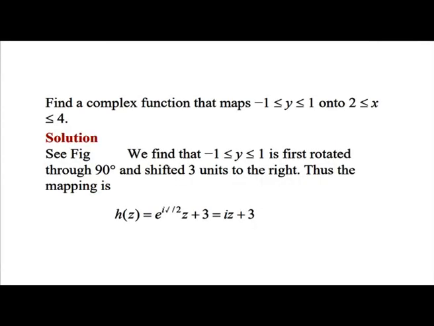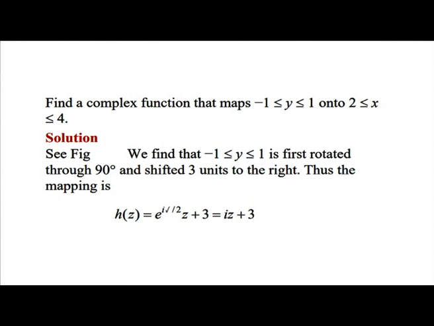So, if you have to find a complex function that maps the strip minus 1 less than or equal to y less than or equal to 1 to 2 less than or equal to x less than or equal to 4, from the figure we can see that the strip is first rotated through 90 degrees and then shifted 3 units to the right. So, the mapping can be written as h of z is equal to e raised to i pi by 2 into z plus 3. So, it is rotated through 90 degrees and shifted by 3 units. That is nothing but i into z plus 3, where e raised to i pi by 2 is nothing but your imaginary constant i.